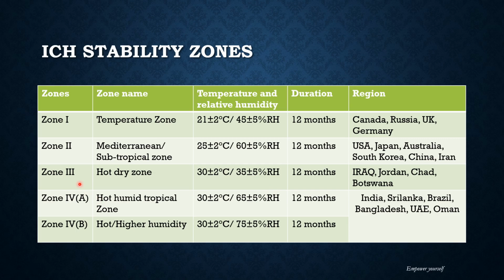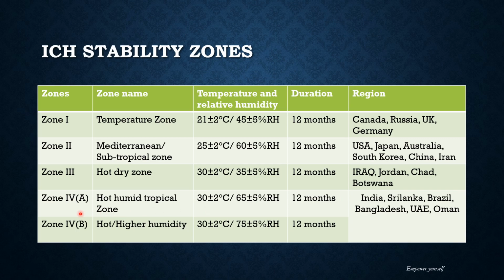Zone 3. This is also called as hot dry zone. The temperature that is maintained in the hot dry zone is 30 plus or minus 2 degrees centigrade, 35 plus or minus 5% RH, and the product is to be kept for 12 months in the stability condition. The regions include Iraq, Jordan, Chad, Botswana.